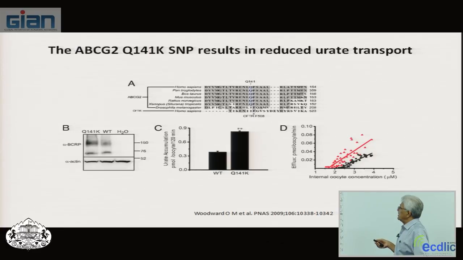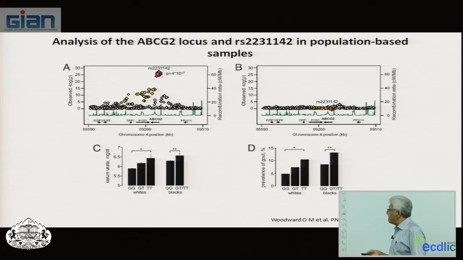The Q141K SNP results in reduced urate transport. Again, it's just showing the same thing that we saw, because when you have an efflux of the urate, your steady state level is low. But if you do not have the transport of urate, your steady state level is very high. And that's what you would expect with the mutant. If it is not pumping out, it will have a higher level of urate compared to wild type.